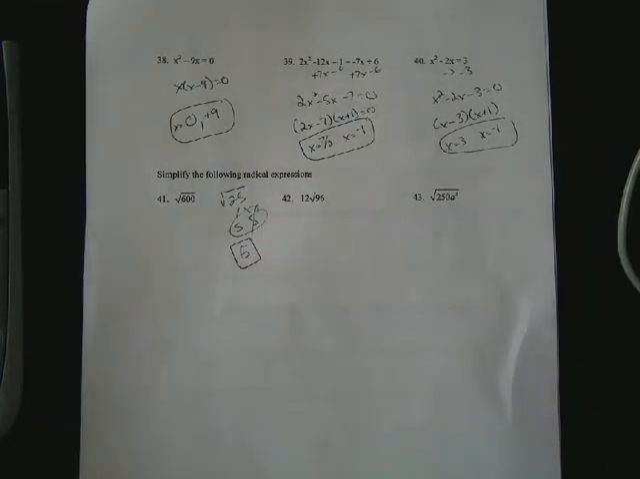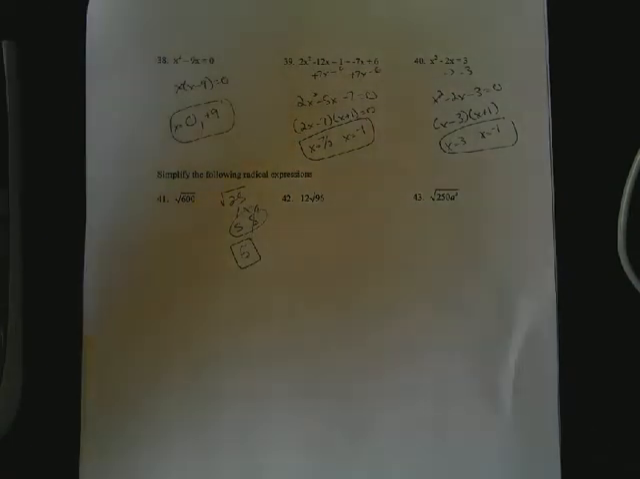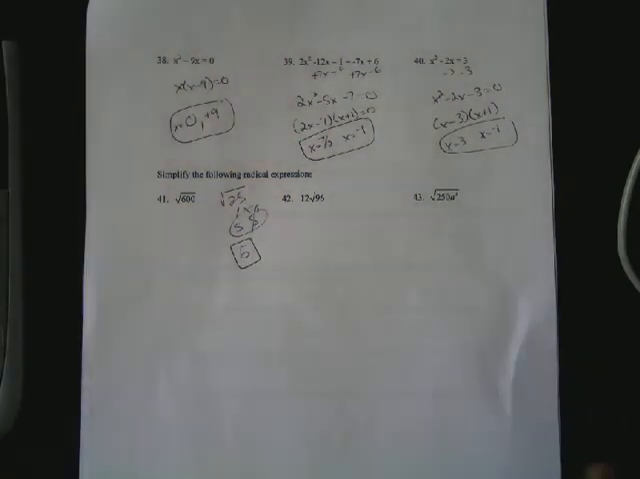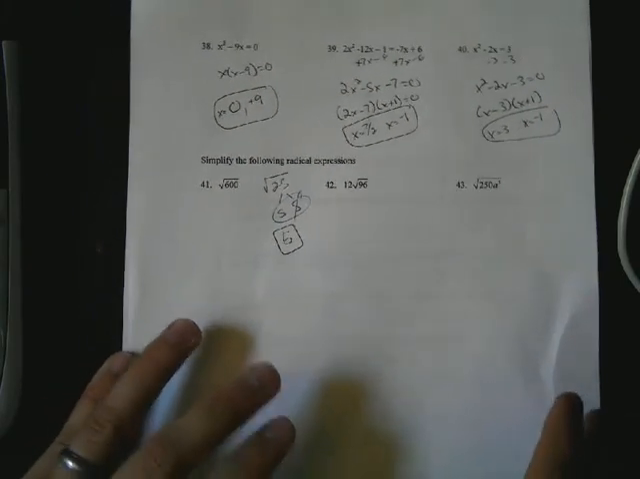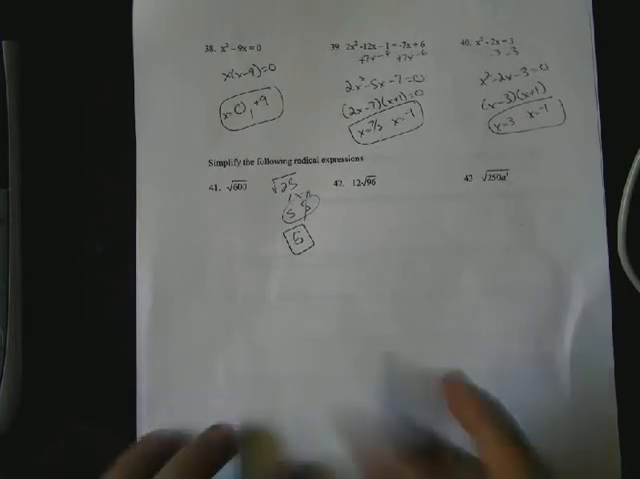What you want, preferably, is to pull out the largest perfect square, because as soon as you get a pair, you can pull it out. You don't have to break them down further. As soon as you get that pair, you can pull it out. Now, if you don't find that largest perfect square, it doesn't matter, and I'll show you on number 41. It's just faster if you can.